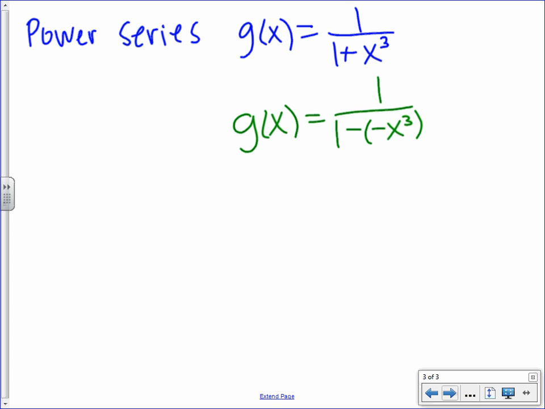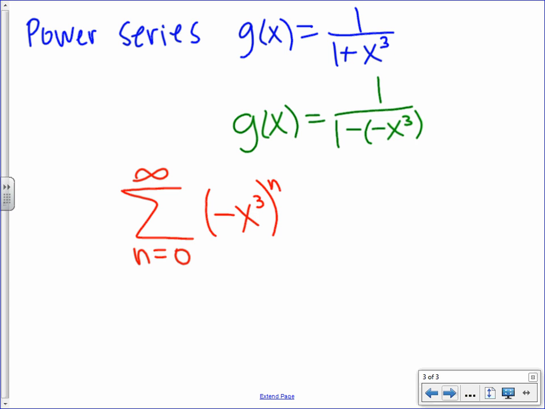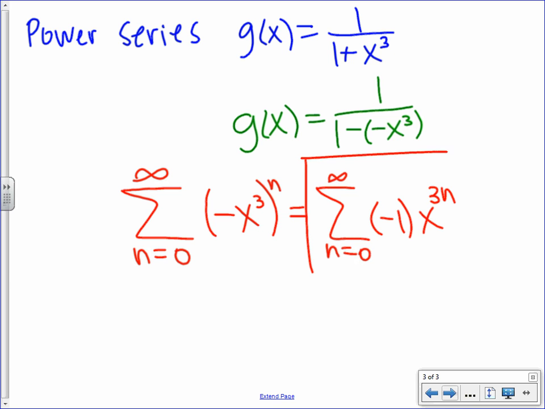Okay. So when we write our series, we have our first term times r to the n. This is not how I would want you to leave it. I would want you to write it as an alternating series. So what we have is -1 to the n times x to the 3n. Oh, thank you.